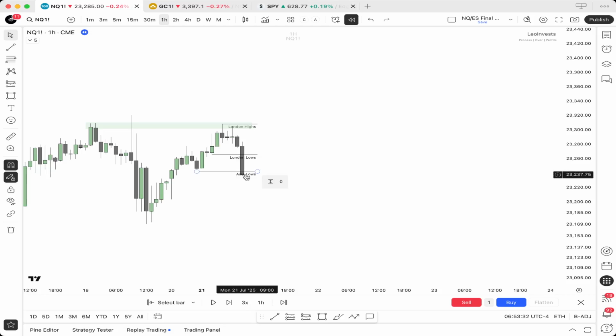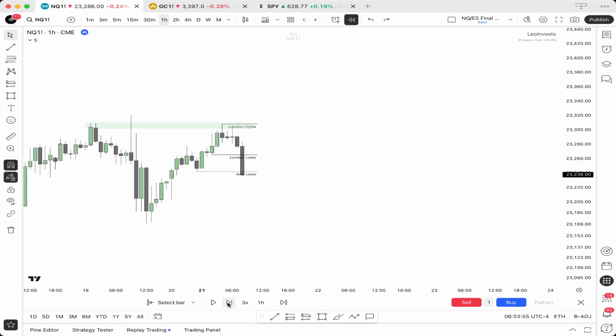And after I saw a double session sweep, being London and Asia, I now wanted to see if I could find some type of SMT divergence between NASDAQ and ES at these Asia lows, prior to then utilizing a change in state of delivery or a potential breaker block in correlation with a fractal, aka the change in state of delivery, to look for a long signature back into these London highs.